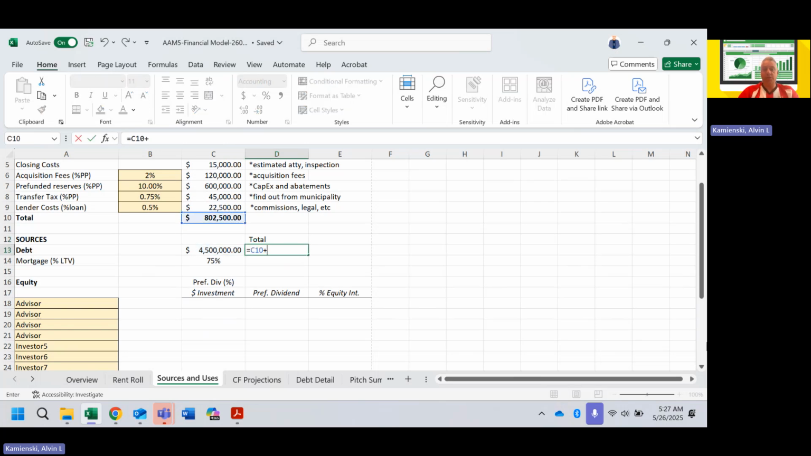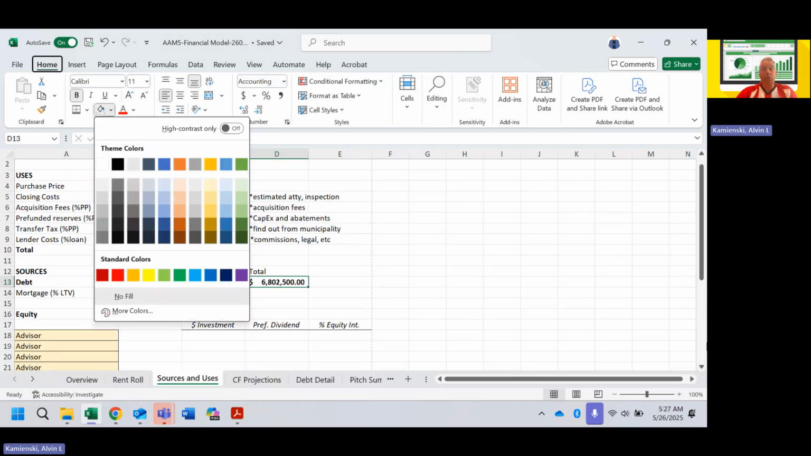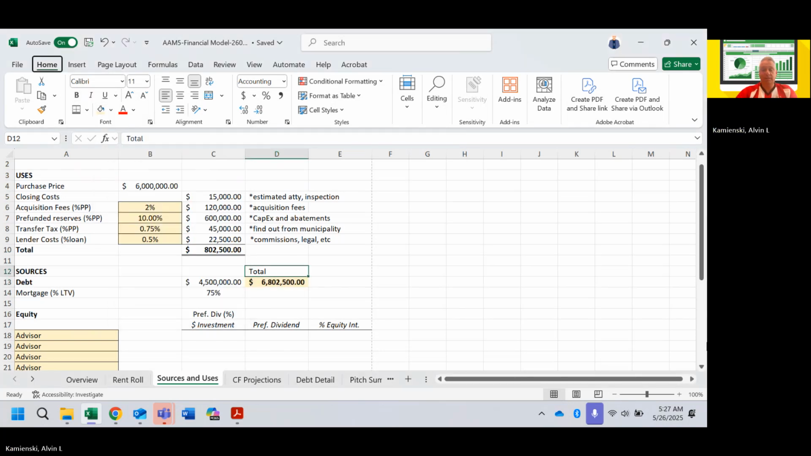We need $802,000 in addition to our 6 million. This is really how much money you need to raise total to buy this property. That's how much money we need to come up with to buy this property. $6.8 million. It only costs us a 6 million purchase price. There's all those other costs associated with it.